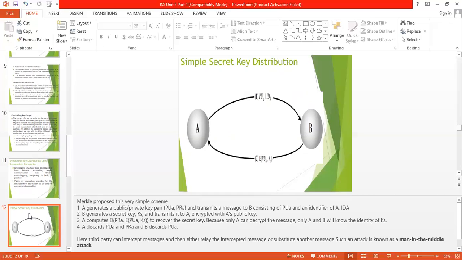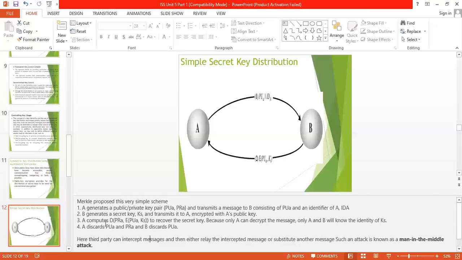This is the private key of A and the public key of A and the session key to recover the secret key, because only A can decrypt the message. Only A and B will know the identity of K of S. And A discards public key A and private key A, and B discards the public key of A. So this is a simple key distribution.